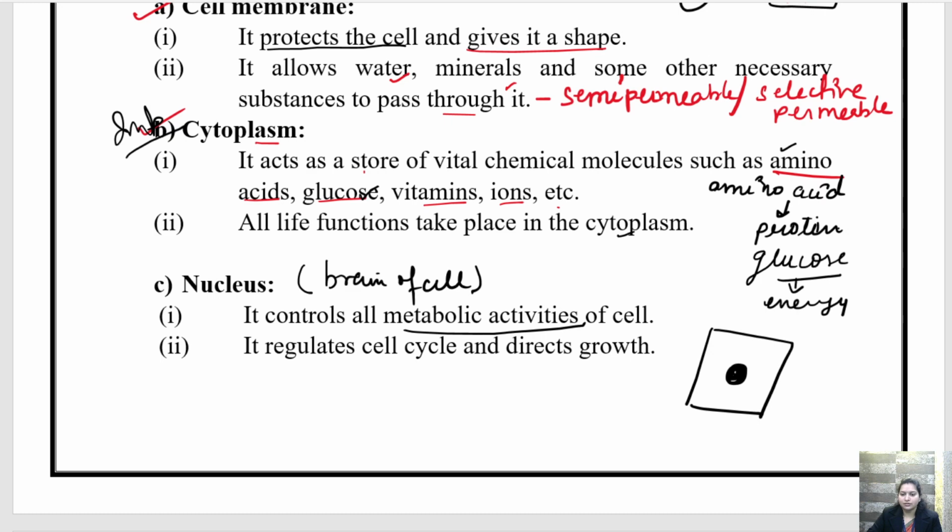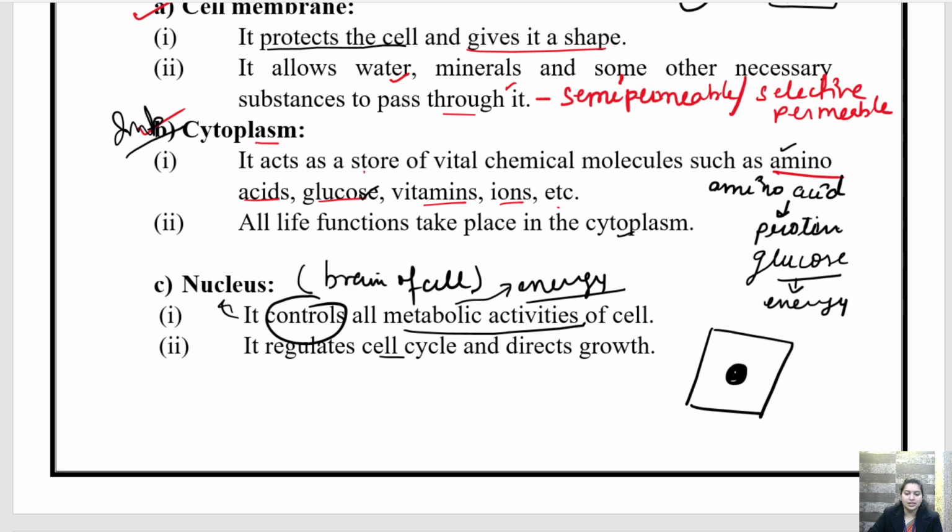जितने भी functions हो रहे हैं, metabolic activities. Metabolic activities का मतलब ये होता है कि वो functions or those activities that will generate energy, that will produce energy, that is called metabolic activities. Or any activity that is taking place inside the cell, which is a functional activity. So all these activities are controlled by the nucleus.